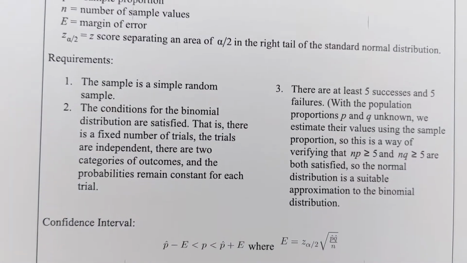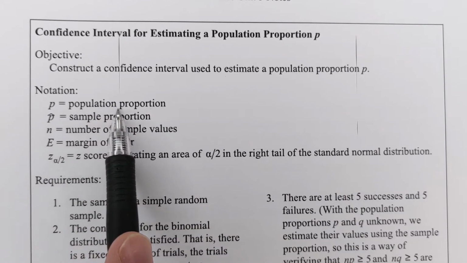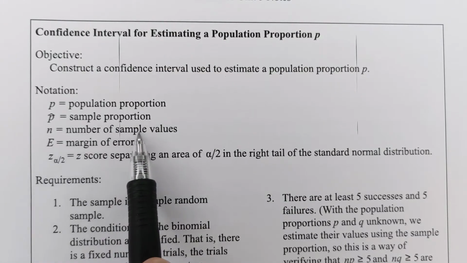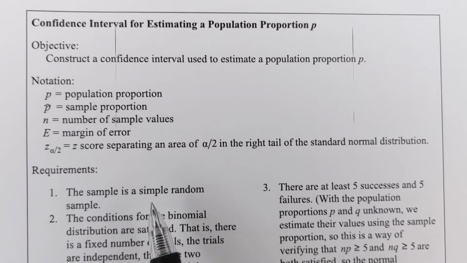On this page, we talk about how to construct a confidence interval. So p is the population proportion, p hat is your sample proportion. So you take a smaller group out of the entire population and measure their proportion. n is the number in your group. E is the margin of error. We talked about z alpha over 2 already.